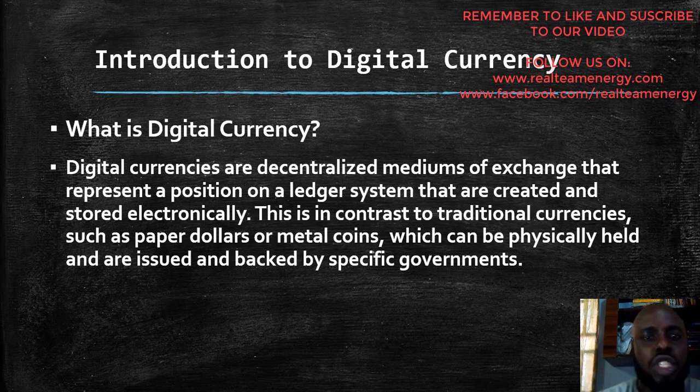So in summary, what is digital currency? Digital currency is a decentralized medium of exchange that represents a position on a ledger system and is created and stored electronically. This is in contrast to traditional currency. It is different from our normal naira, our normal USD, and our paper money. Moreover, it is not backed by authorities. It is not supervised. It is not monopolized. Yes, that's why it's decentralized.